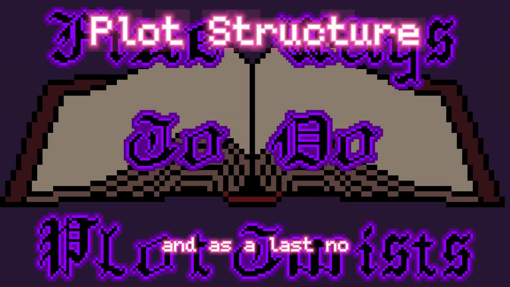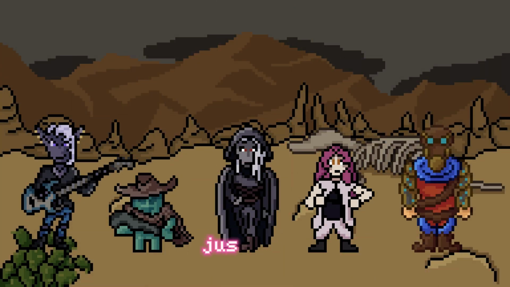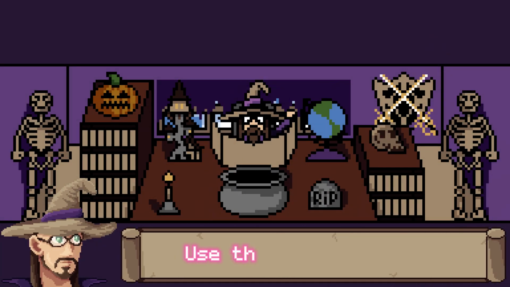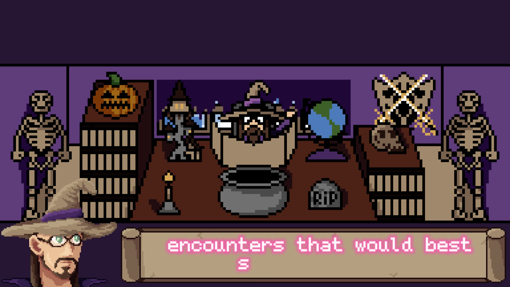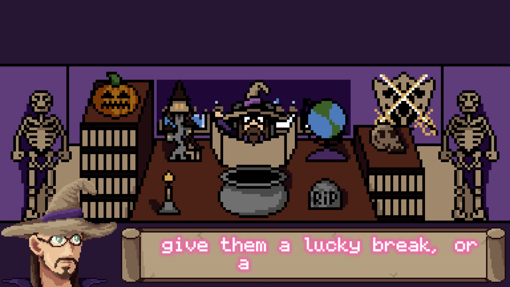And as a last note on using structure for inspiration, think about where you're at in the story. Are you in a dark moment kind of arc? Do the players just have some great victory? Or are they relaxed and having a bit of downtime? Use this and think about the kinds of encounters that would best suit your story at this particular time. If you want to shake things up, give them a lucky break or add in a twist. Think about that and think about what that means for your story.